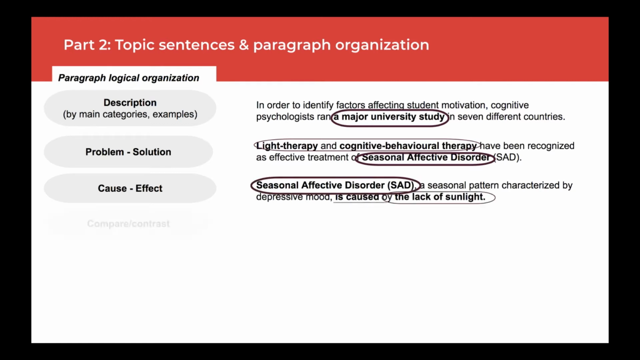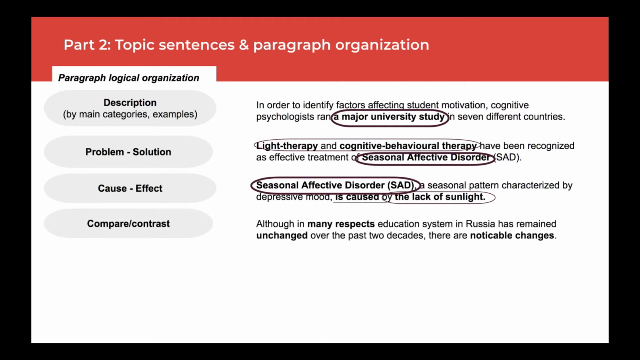So the next one is compare and contrast, and here is the example. Although in many respects education system in Russia has remained unchanged over the past 2 decades, there are noticeable differences. So the main clause is there are noticeable differences, which the paragraph is likely to focus on, as it is emphasized by the author's choice to put it into the main clause. And the dependent clause suggests that in certain respects, it remains the same.